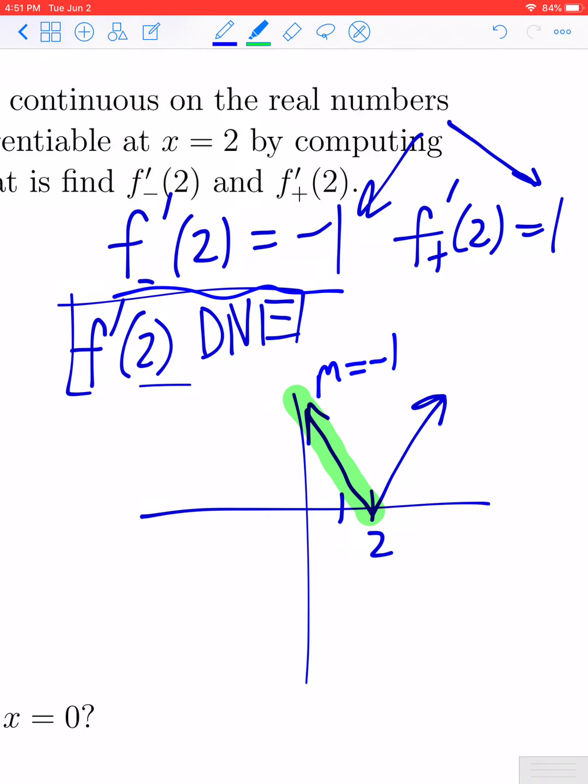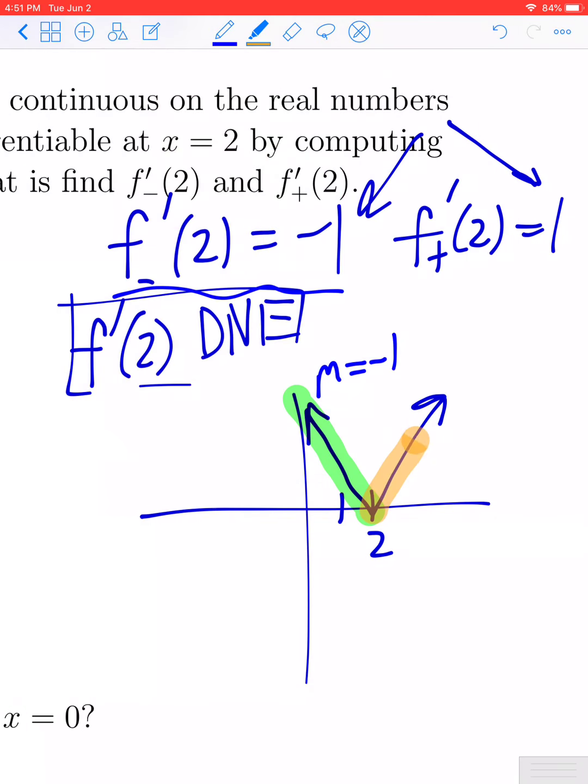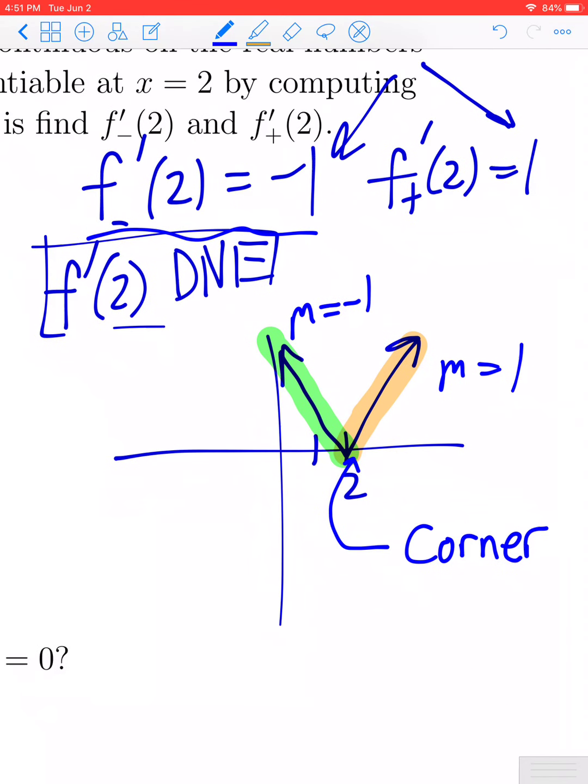But if you look at the portion of the graph to the right of 2, this looks like this straight line, and that straight line has a slope of +1. And what we get at x equals 2, where those two things meet, is a sharp corner. Anytime the graph of a function has a corner, those will be places where the function will not be differentiable. Okay. So this function is not differentiable at x equals 2.